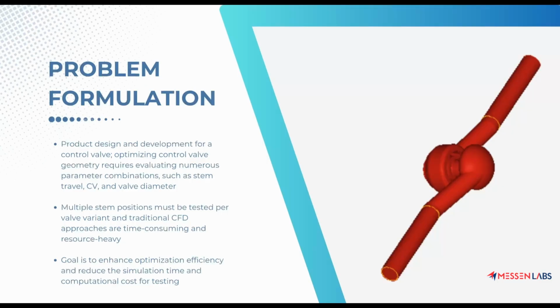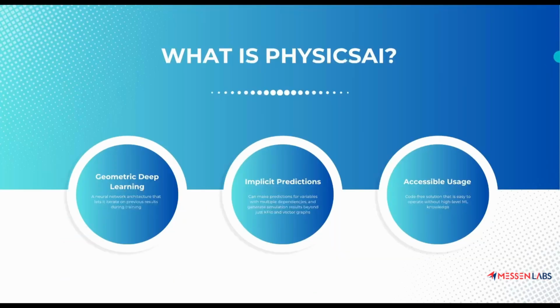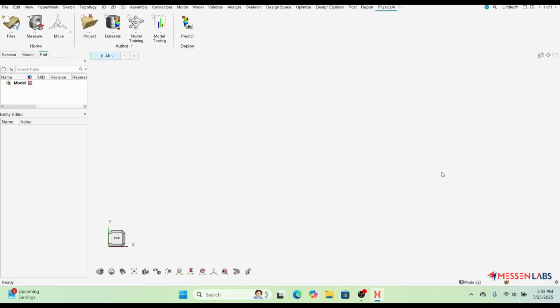So, what exactly is Physics AI? Simply put, it is a geometric deep learning engine which runs on the basis of a neural network. It works through thousands of processing layers and allows us to generate full fledged simulations based on existing simulation data. It can predict both implicit and explicit variables, and its code free nature makes it an accessible and easy to use solution for most industries.